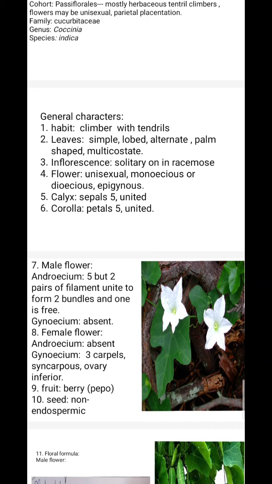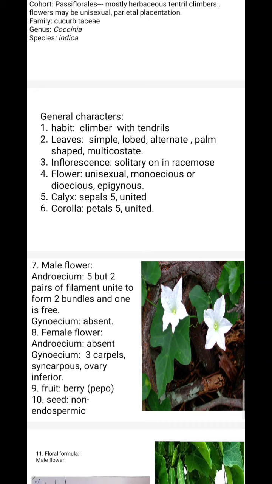And racemose means the old flowers are present on the basal side and the young flowers are present on the apex side. Then regarding the flowers, they are unisexual, monoecious or dioecious, and they are epigynous.